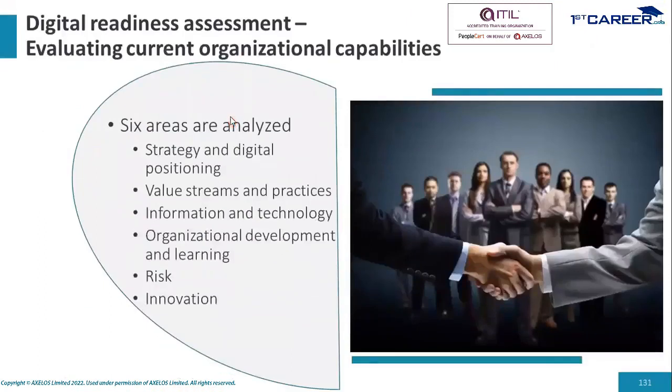So how it is done, the readiness assessment, that is evaluating the current capabilities. So what needs to be evaluated? 6 areas: the digital positioning and the current strategy. So we learned the digital positioning earlier. That mapping needs to be done, and the strategy needs to be understood, the current strategy, rather than the new one which is being developed, the existing value streams and practices, how information technology is being used, how is the organizational development and learning, risk and innovation aspects. There could be many more, but these are the 6 which are proposed here.